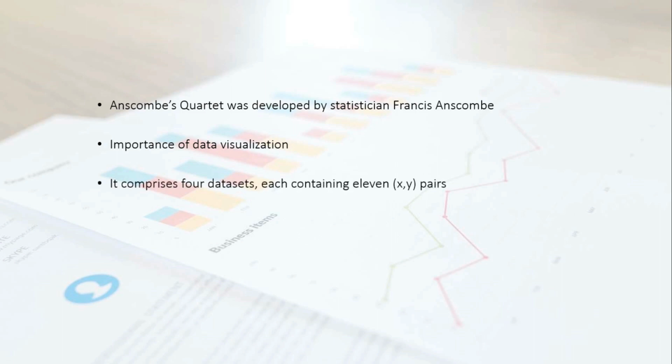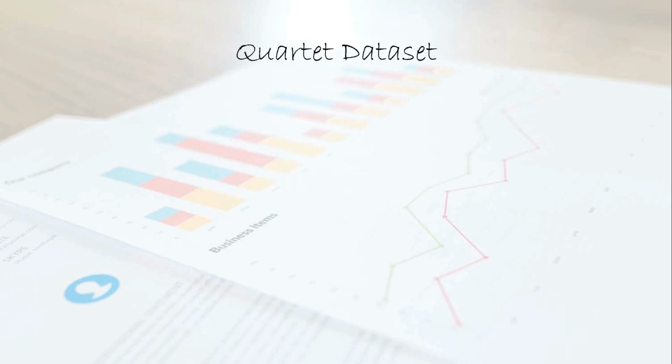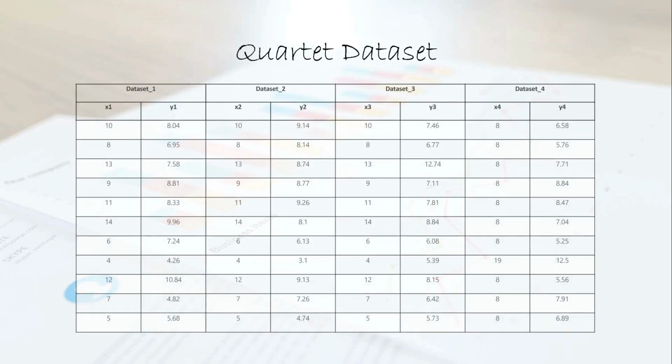Anscombe's Quartet comprises 4 datasets, each containing 11 XY pairs. The 4 datasets appear to be similar when using typical summary statistics. Now let's see what Anscombe's Quartet dataset looks like. So this is how the dataset looks.